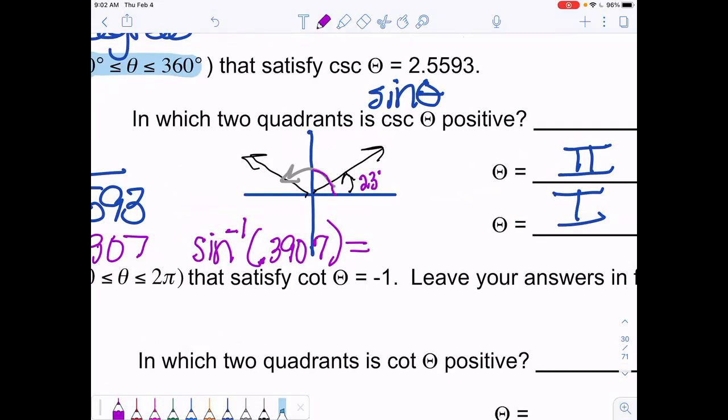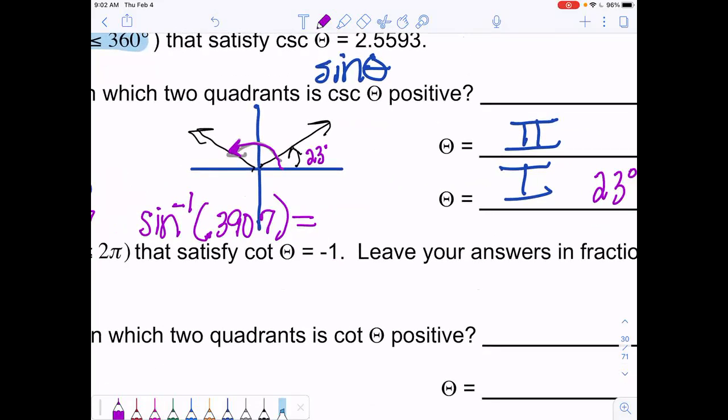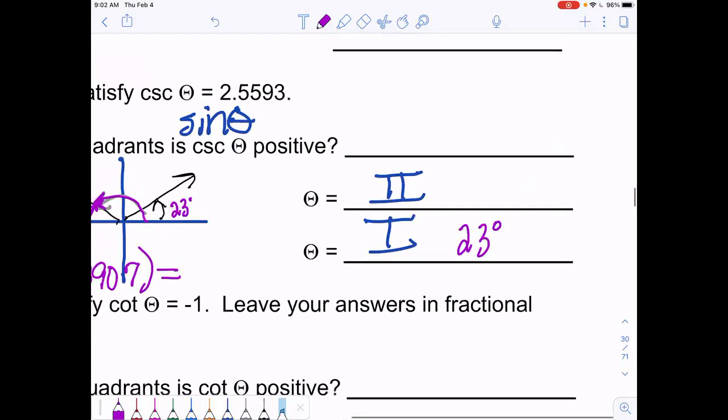That means it has to go all the way past and in the second quadrant. How would I get the angle in the second quadrant? Anna, do you know? Would you do 180 minus 23? Exactly. So this little angle over here is also 23 degrees. That's that reference angle. So I need to take 180 minus that.